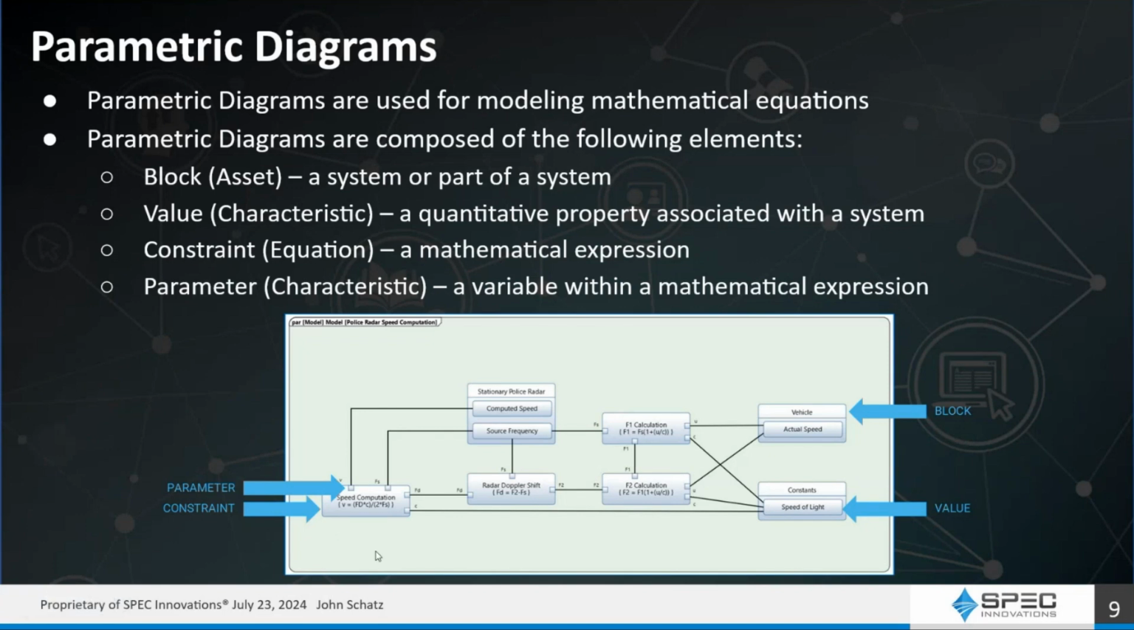And then we have parameters. Parameters are variables within a mathematical expression. They're the little squares you see here, and those are characteristics also within Innoslate.